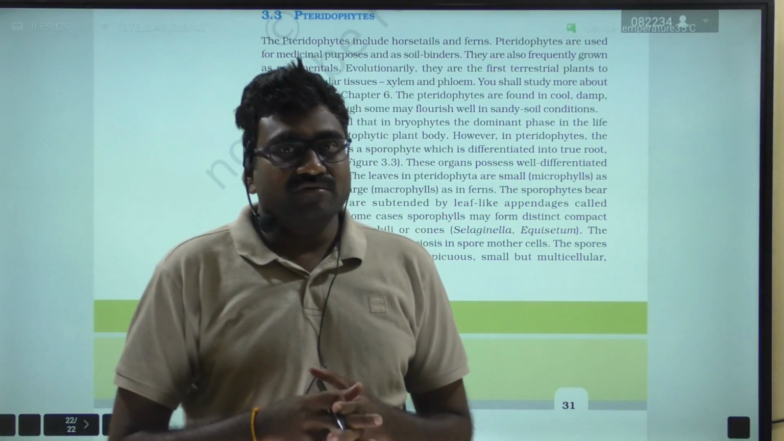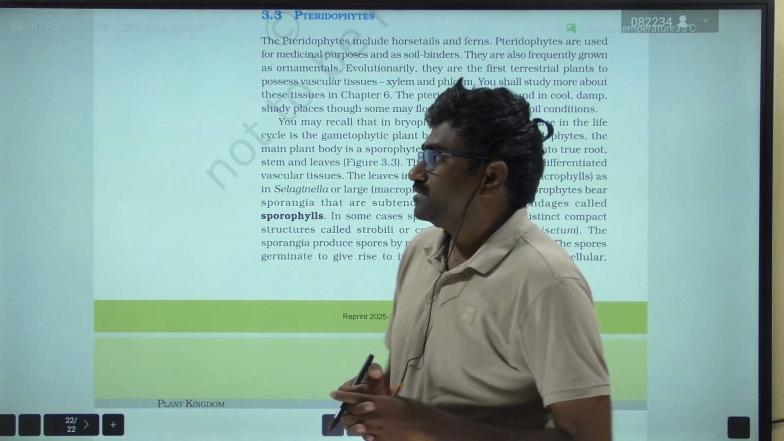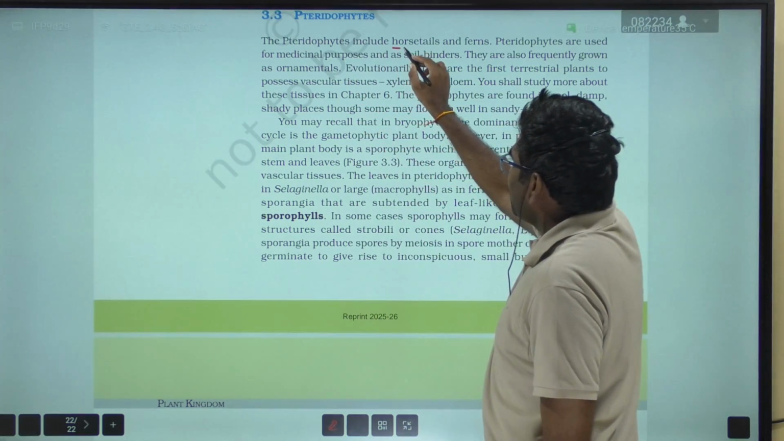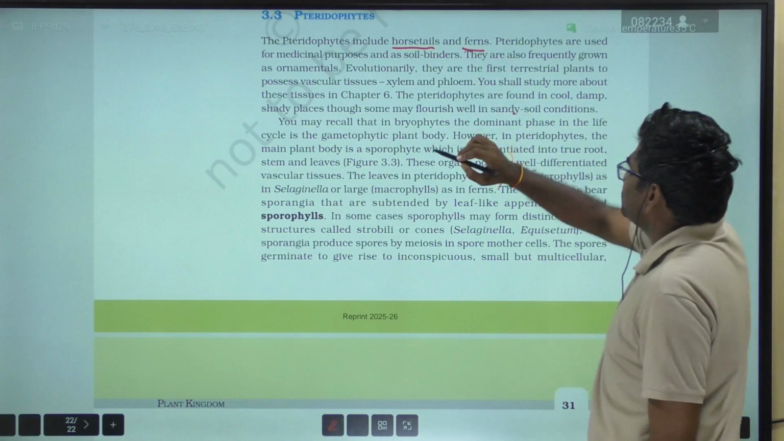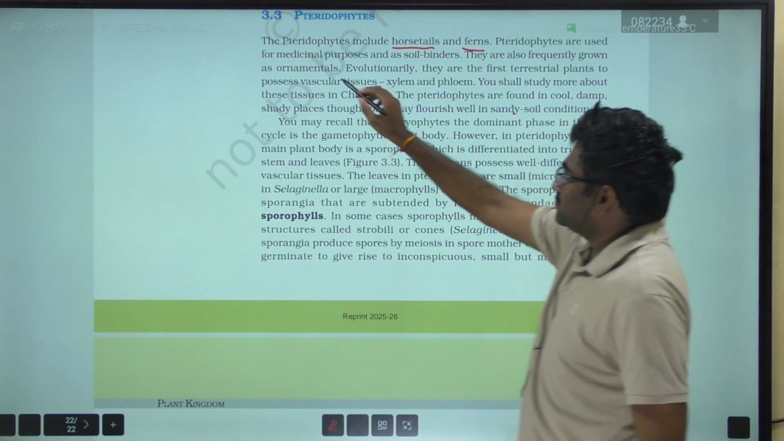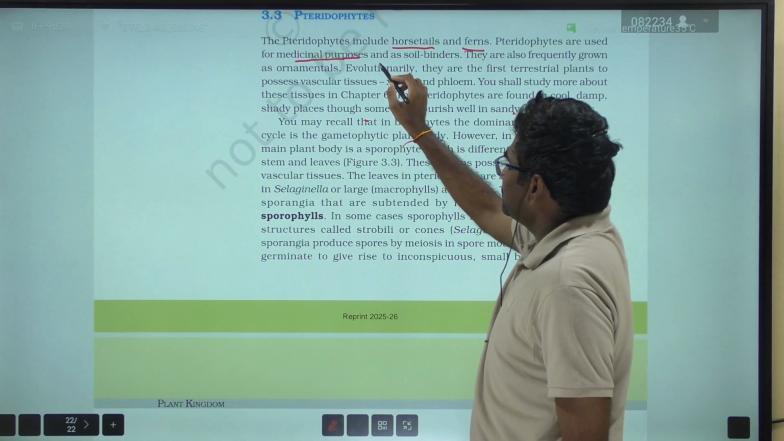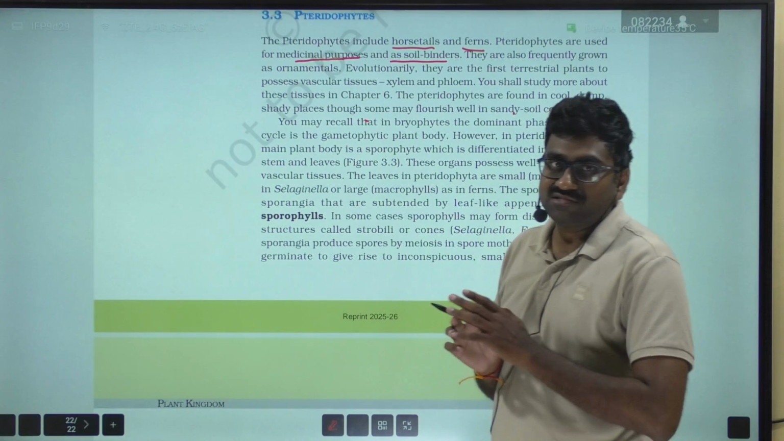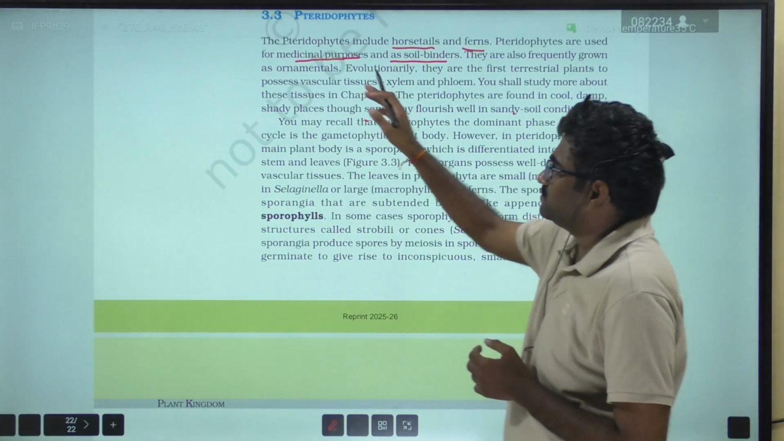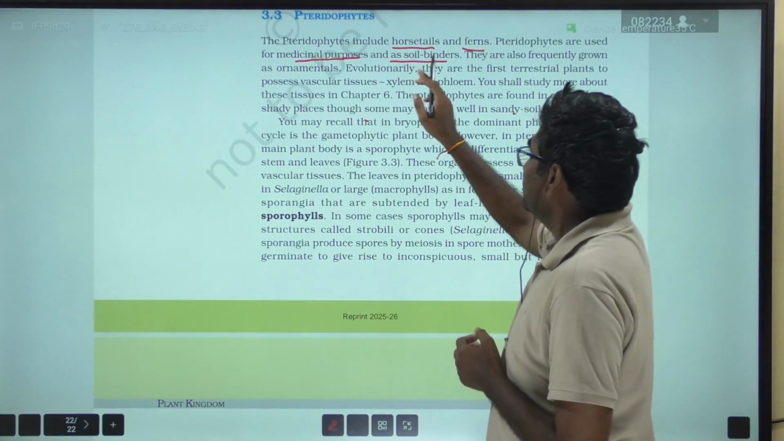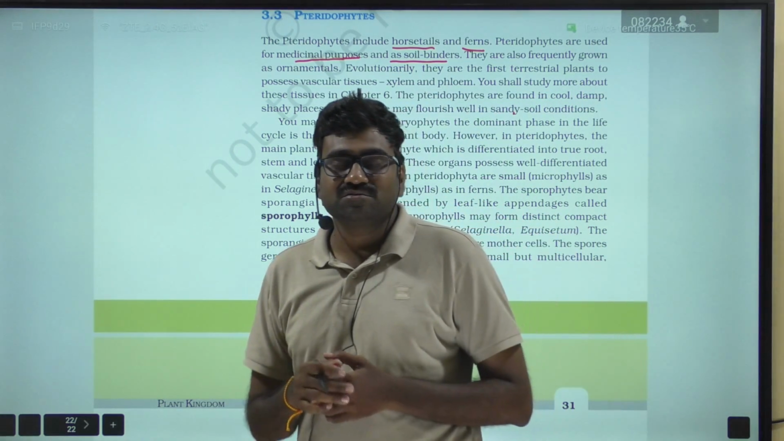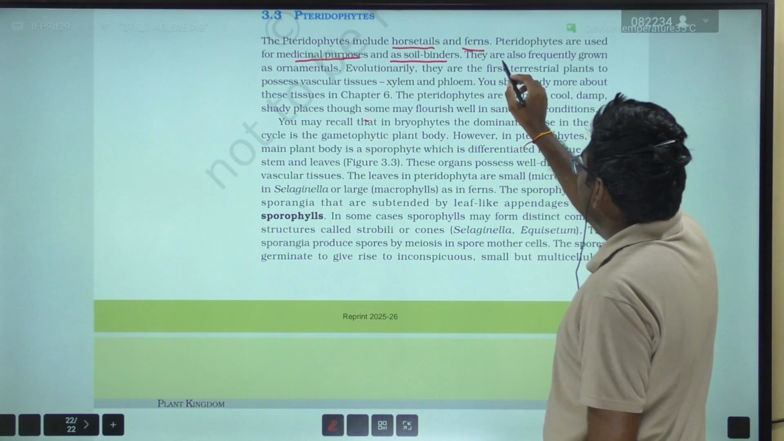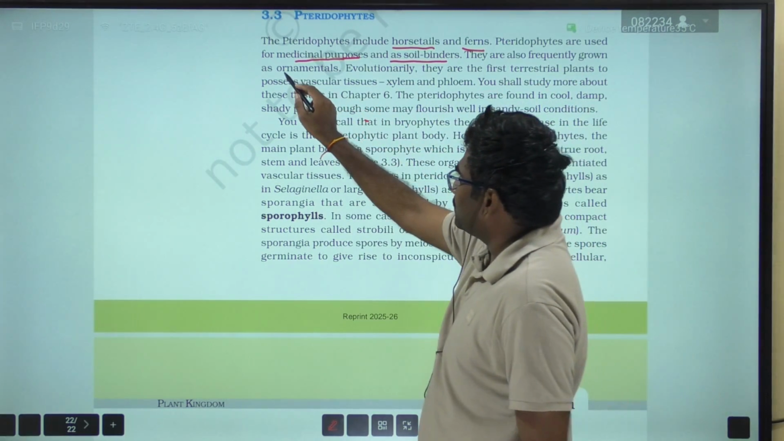So now let us discuss the Pteridophytes and Gymnosperms. Pteridophytes include horsetails and ferns. They are used for medicinal purposes and as soil binders. They are also frequently grown as ornamentals.